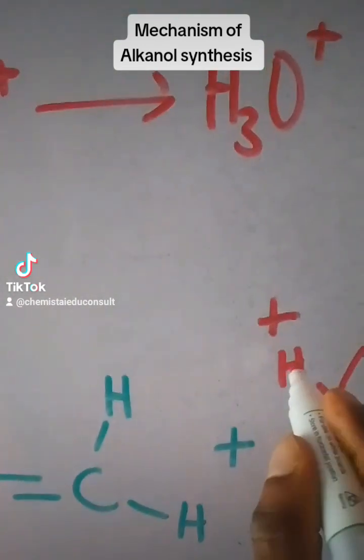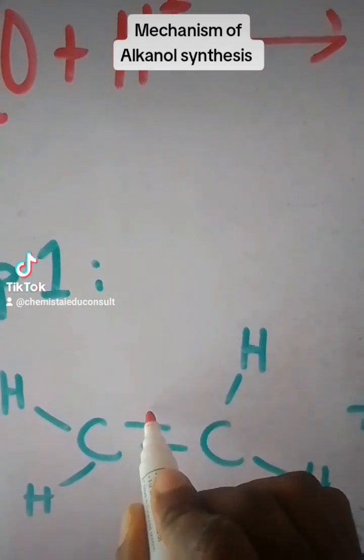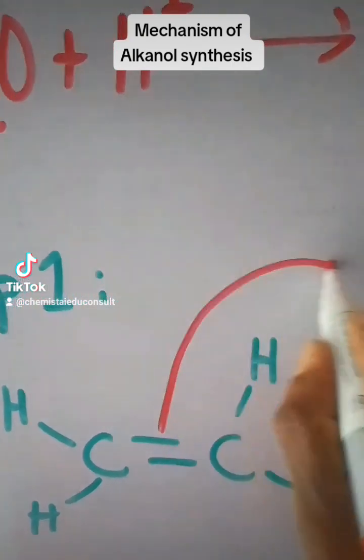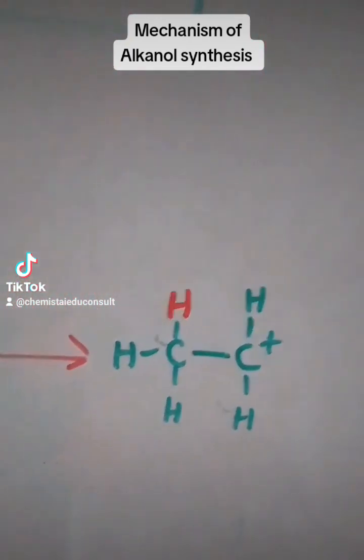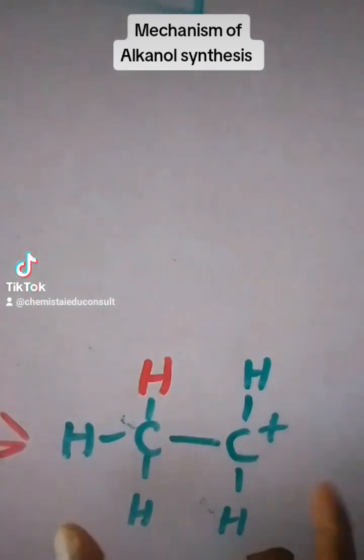Now, being positive makes it an electrophile. That is, it is hungry for electrons. And ethene is electron rich. One of the bond pairs, the pair of electrons in the double bond, will now be donated to this proton. And we have this. So here, the proton has successfully entered to create a new bond with the ethene.